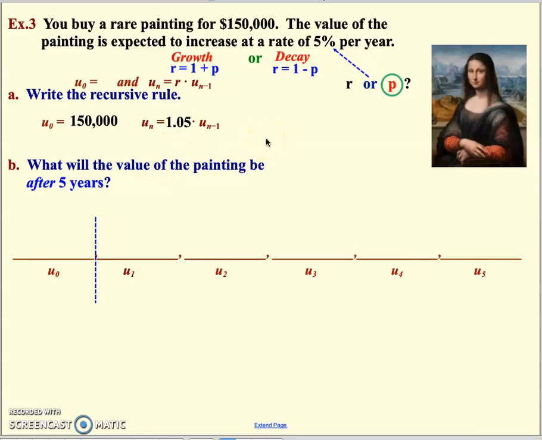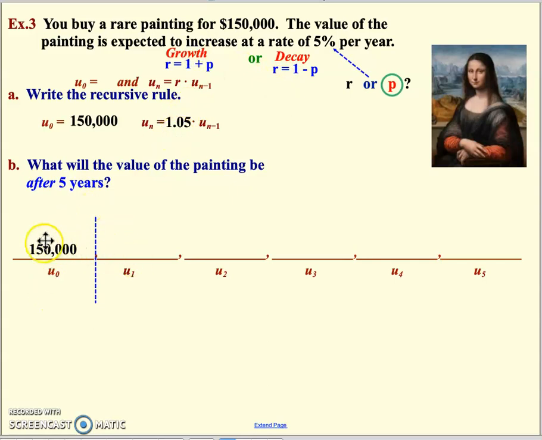Remember, I need the 1. What the 1 does, it brings along the actual 150,000. The 0.05 brings along the increase, and then just by making one number out of it, it actually does both those things for you at the same time. So growth because the value is bigger than 1. Okay, so start out with my initial value.